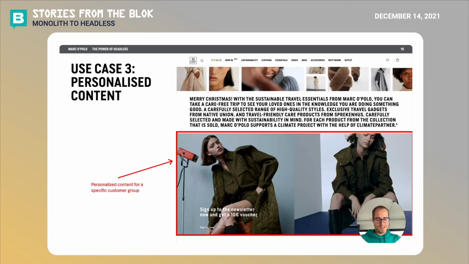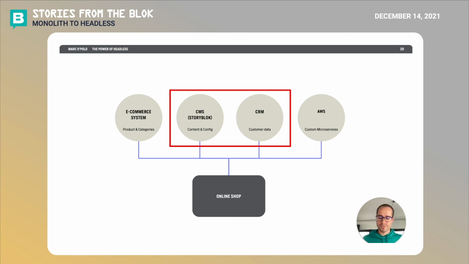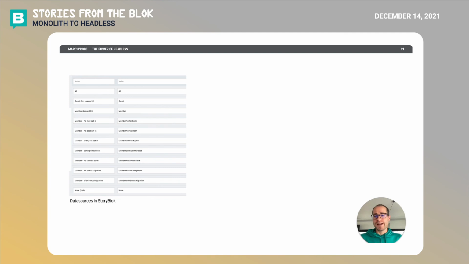And if we check again at our architecture, what we are doing now is connecting content with our CRM data. So the information if the user is logged in or not is coming from the CRM, and the data we want to show is coming from Storyblok, our CMS. In our case, we created data sources. You might think this is a bit static or hard-coded, and yes, and it totally fits us. Feel free to use the API calls, so you can have dynamic customer groups. In our case, it was fitting very well.